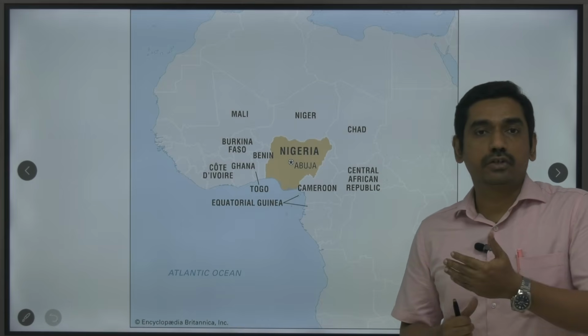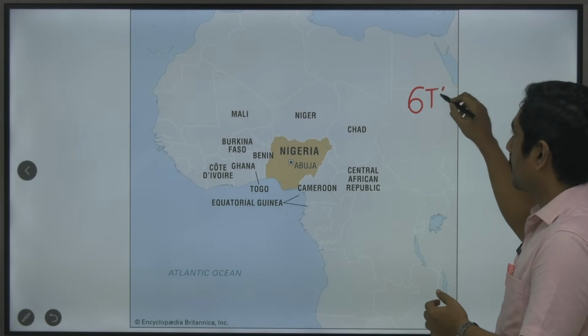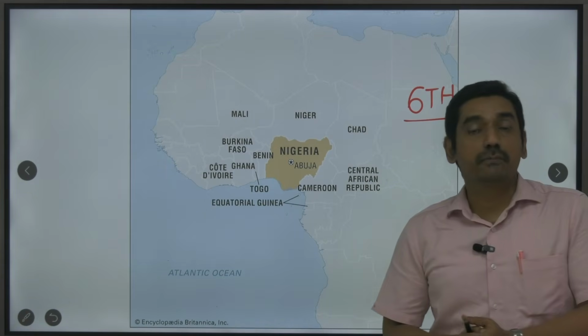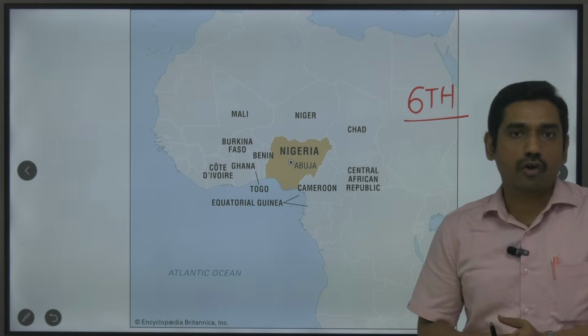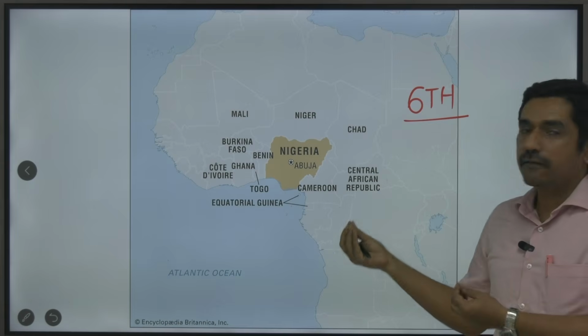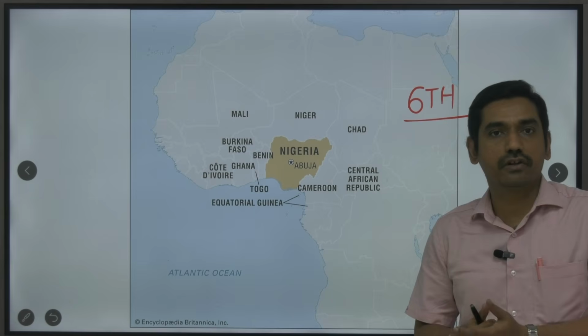If you look at the total population in Nigeria, it is the sixth largest in the world. So that automatically puts Nigeria on the world map. And the second thing is, it's one of the fastest growing economies in Africa. So apart from its population resources, it's expected that economically it is contributing a lot for growth.